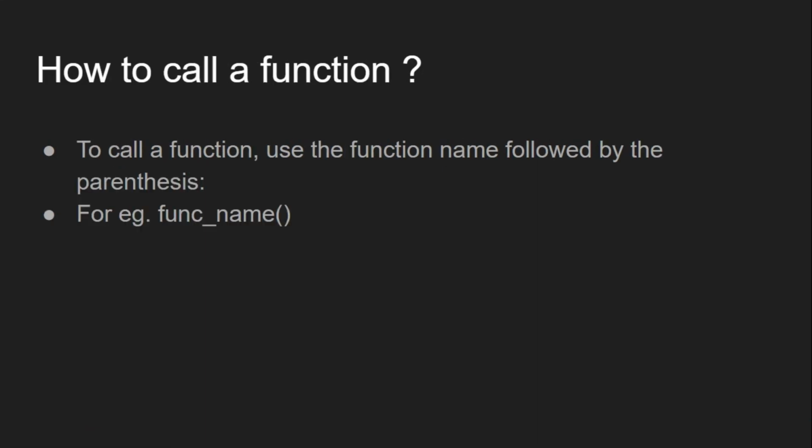How to call a function. To call a function, use the function's name followed by the parenthesis. For example, function's name and then the parenthesis. This is the format of calling the function. Okay, and inside the parenthesis, you can add the parameters that we'll see in the videos.